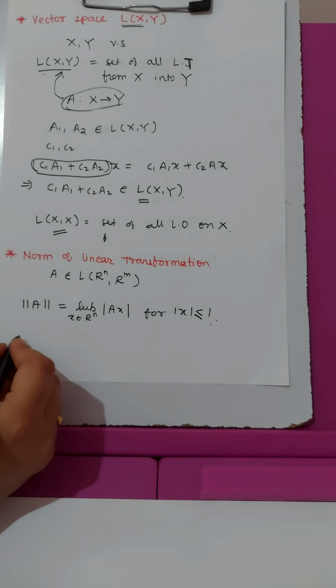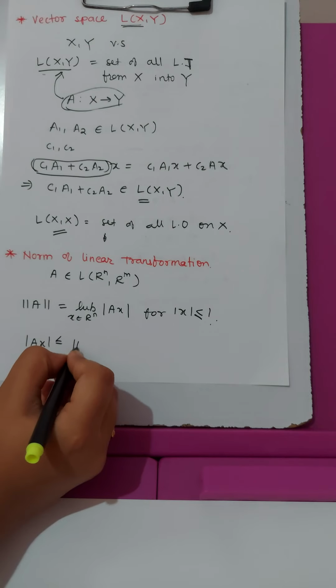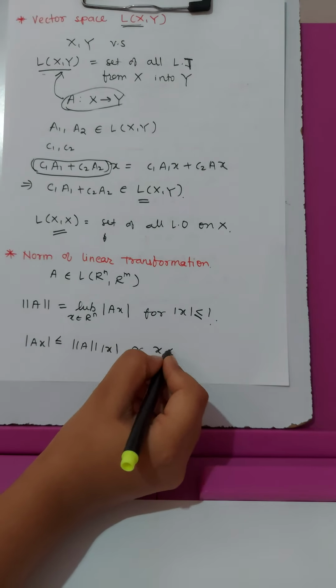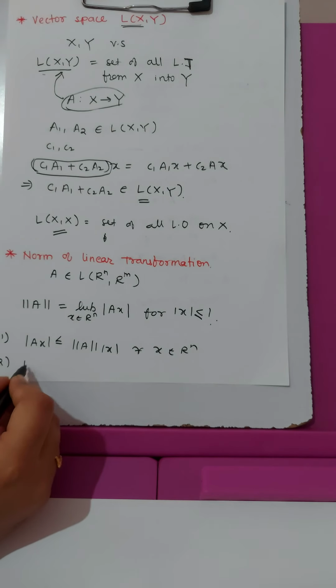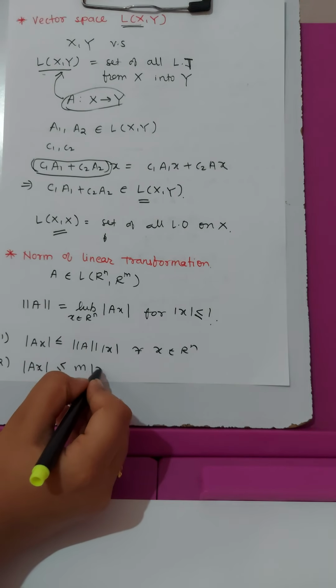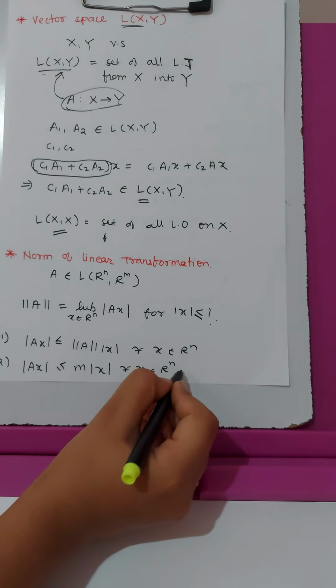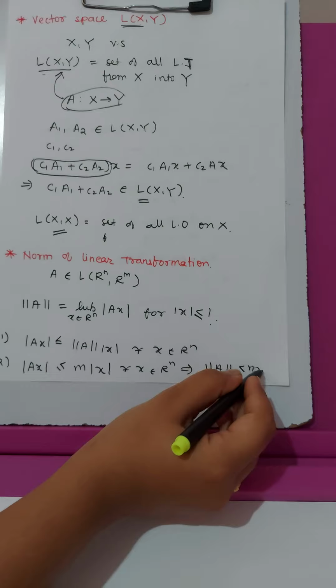The properties are: mod of A of x is less than or equal to norm of A times mod x for x belonging to Rn. This is the first property. The second one is: if mod of Ax is less than or equal to M mod x for x belonging to Rn, this implies that norm of A is less than or equal to M.